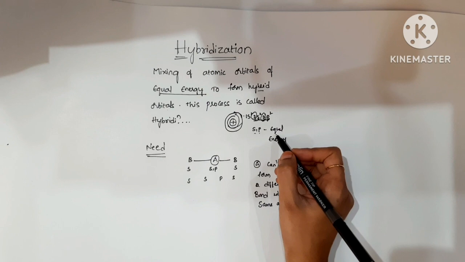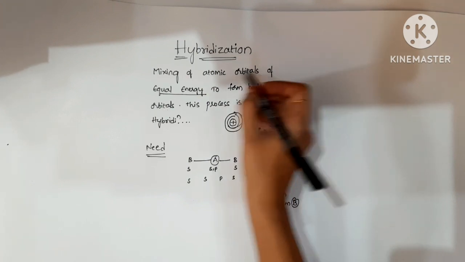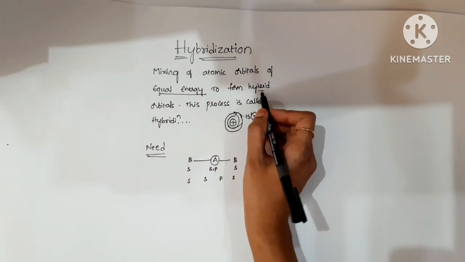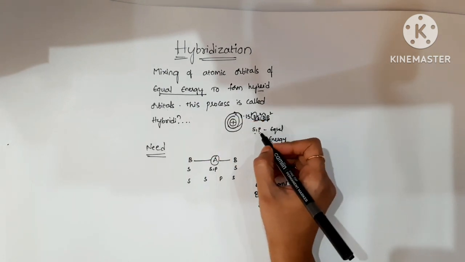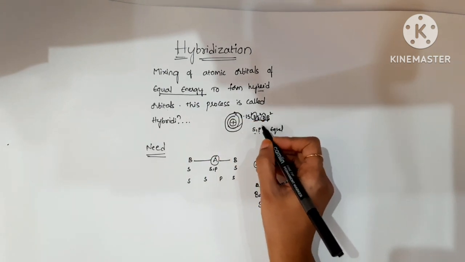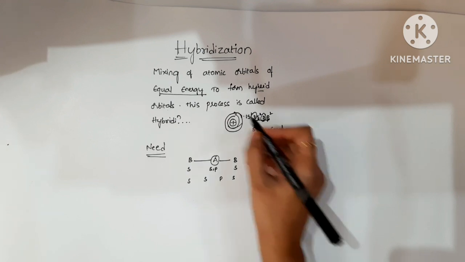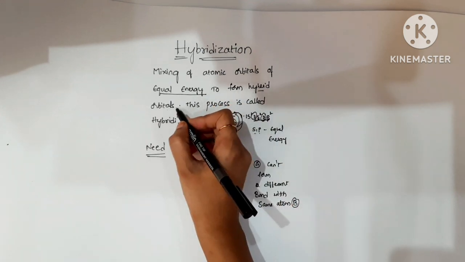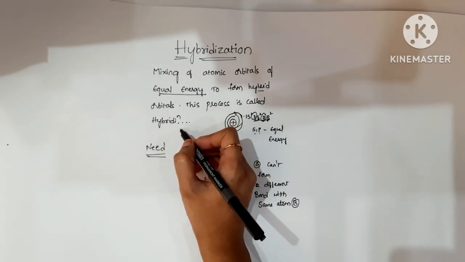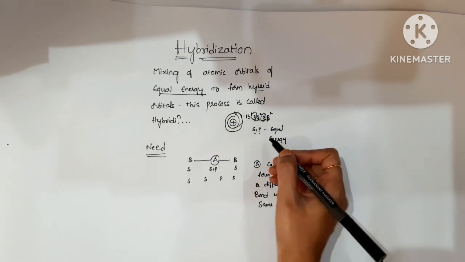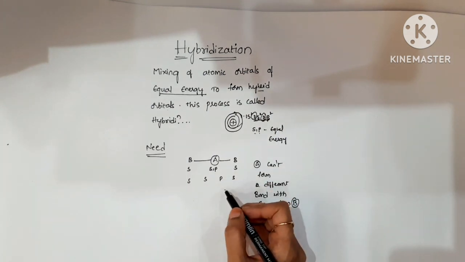So these equal energy orbitals mix up to form hybrid orbitals. These s and p orbitals mix up and combine to form hybrid orbitals. This process is called hybridization. Is it clear? So why do we need hybridization?